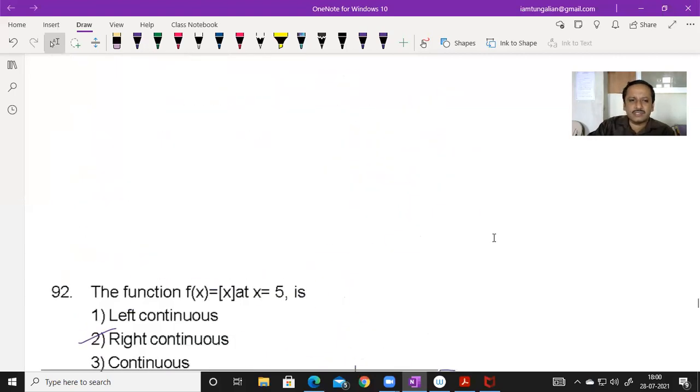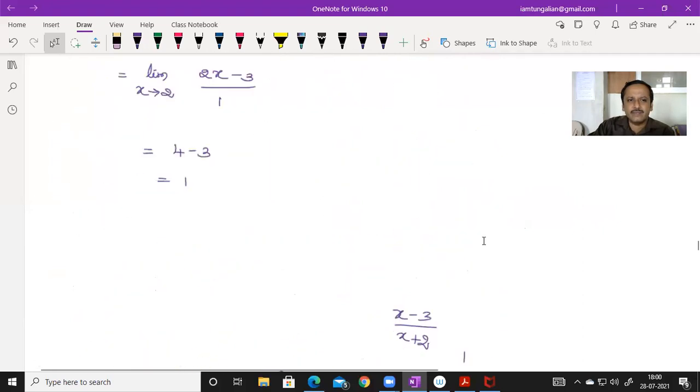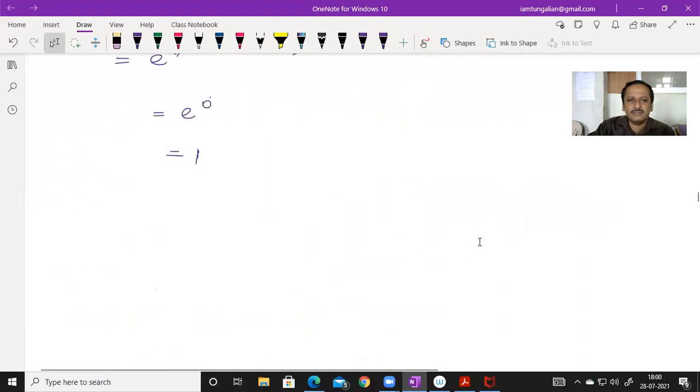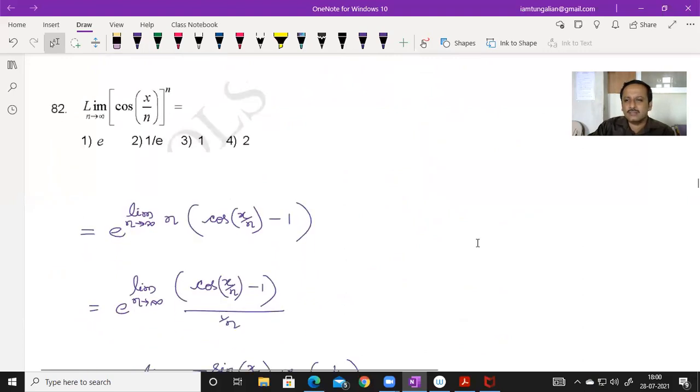Okay. 82 questions. 82, just observe here. Limit n tends to infinity, cos x by n whole power n is equal to. If I directly apply the limit, 1 by n as n tends to infinity becomes 0. 1 by infinity becomes 0. So x by n is also 0. Cos 0 you get, cos 0 is 1. And the power is infinity. So 1 to the power infinity.